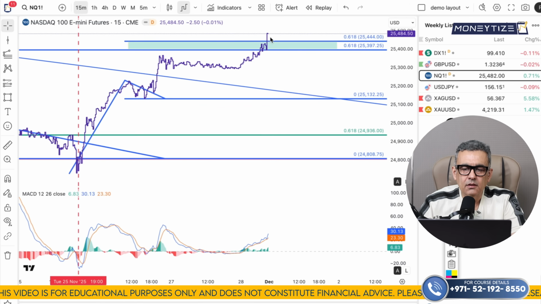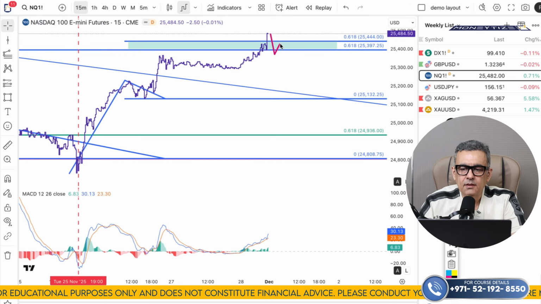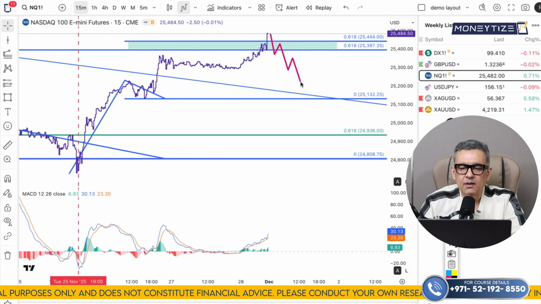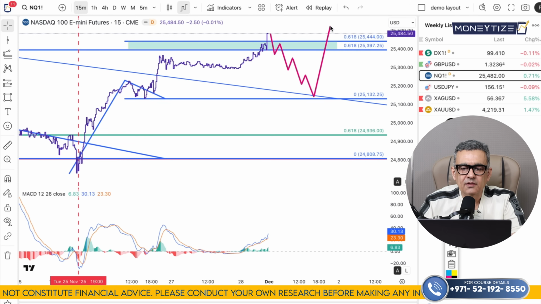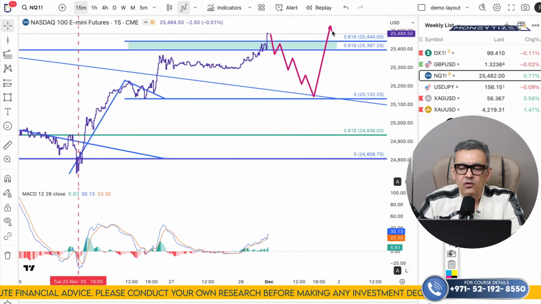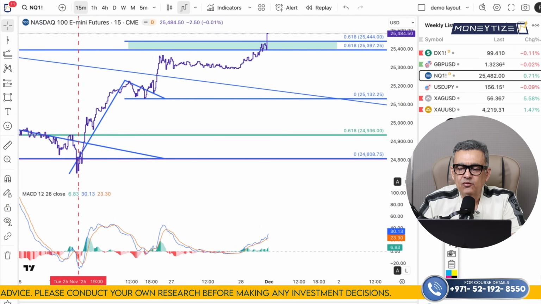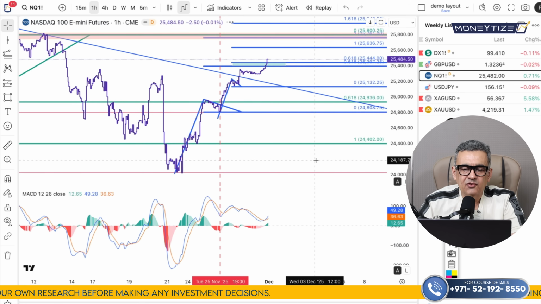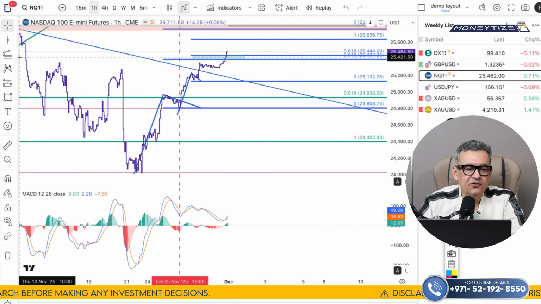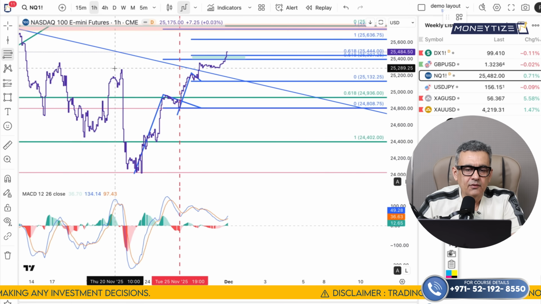In case if we see a deeper pullback, unless it remains above 25,132, the expectation is that it will bounce back strongly and it will continue towards 25,800. Now, what would be the level of invalidation? Now, based on the latest move, I need to apply reverse Fib here.